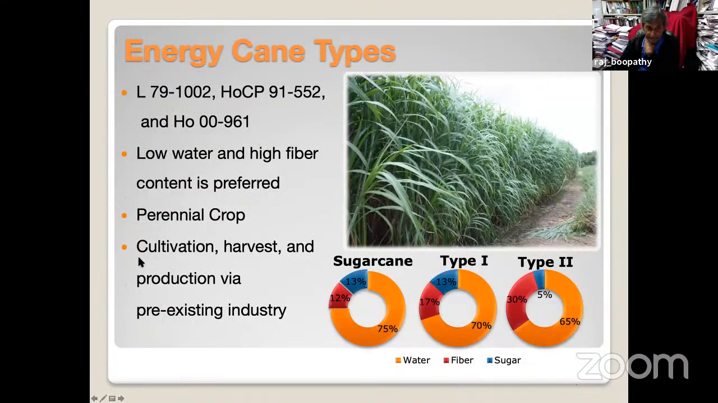So if you compare the energy cane with regular sugar cane, here is the energy cane. It has more biomass. If you look at it, the fiber content is more compared to the real sugar cane that produces sugar. So we want to grow this sugar cane and get this high rich fiber and process this fiber for producing ethanol.